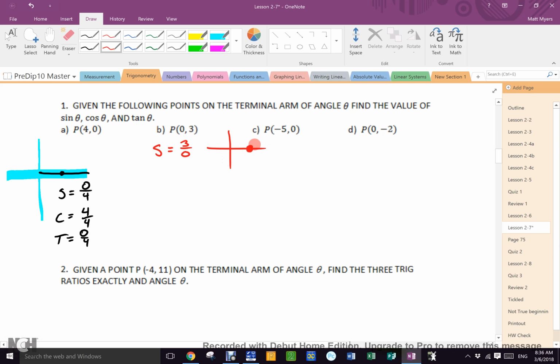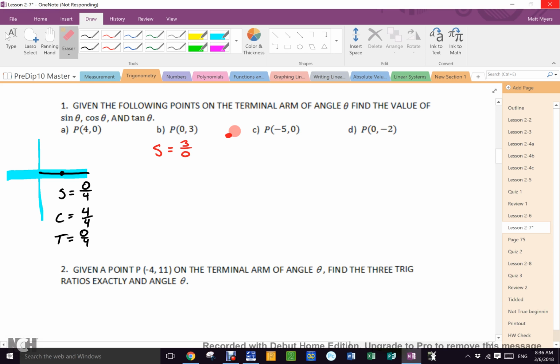There is 0, 3. There's no distance there. It's 3. So what's the hypotenuse? 3. Right? So it can't be 0.